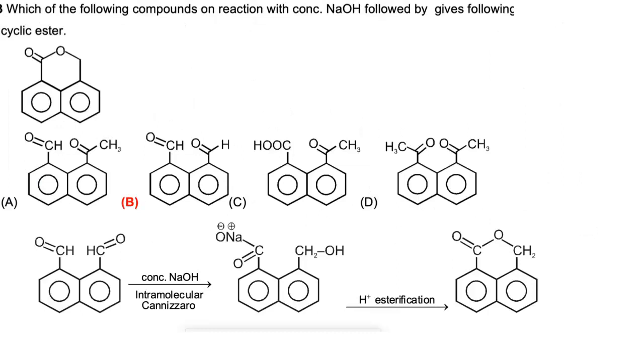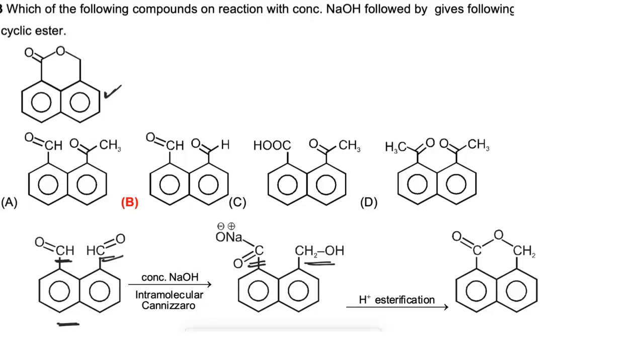In this question, we have the following compound, and from the given compound we have to prepare this molecule. Now this molecule has a cyclic ester. To prepare a cyclic ester, we need acid and alcohol. So when this molecule is treated with concentrated NaOH, intramolecular Cannizzaro reaction takes place, and one of the CHO will be converted to acid and one of the CHO will be converted to alcohol. Now both acid and alcohol are present on the same carbon.